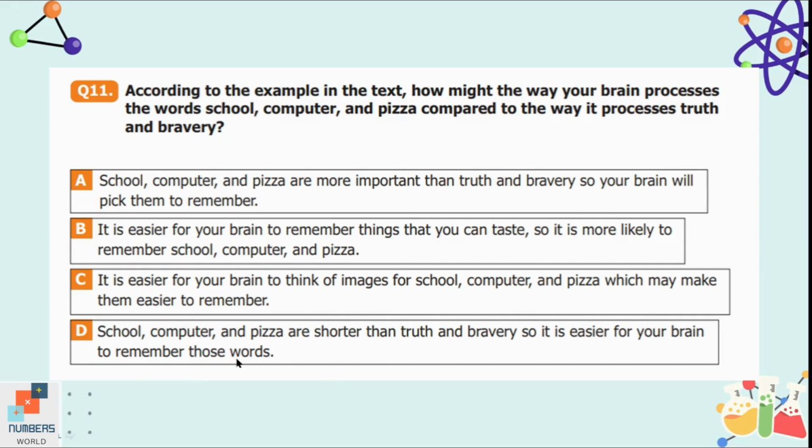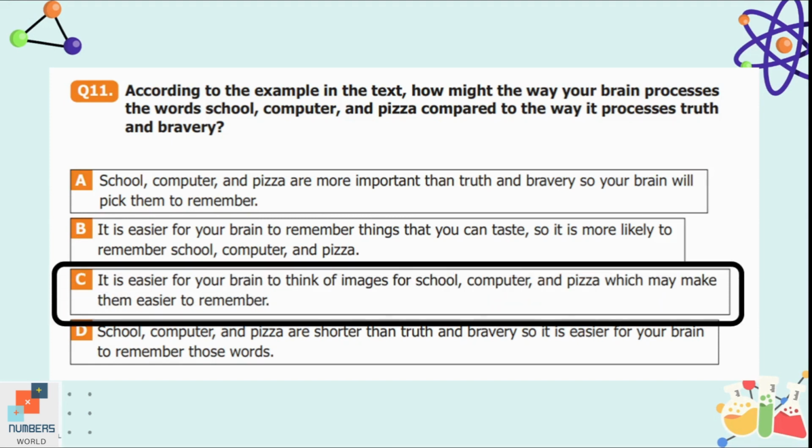So in the second paragraph, the text is highlighted, which tells us that it is easier for our brain to think of the images for school, computer, and pizza, which may make them easier to remember.